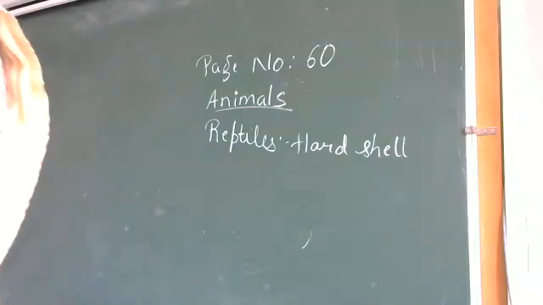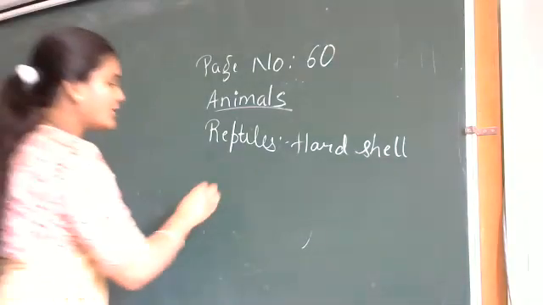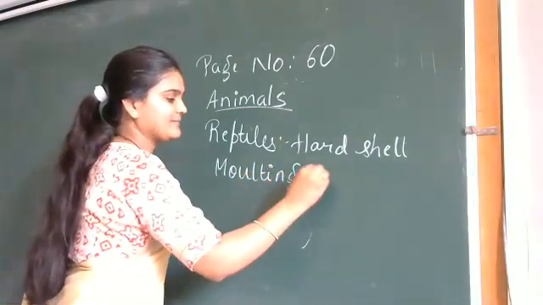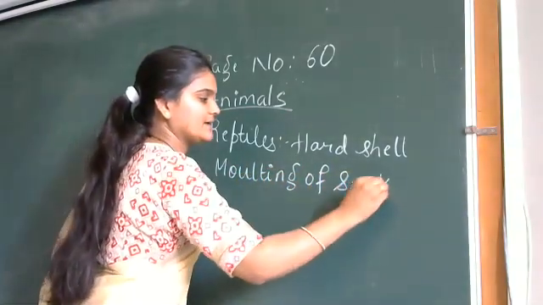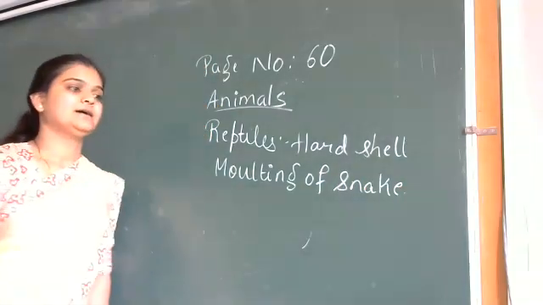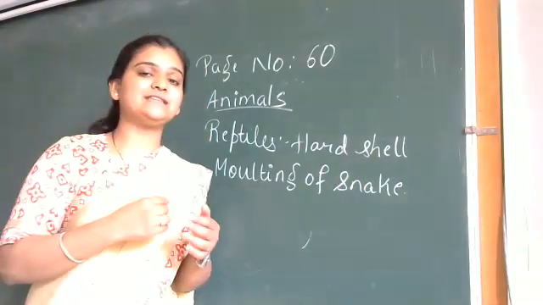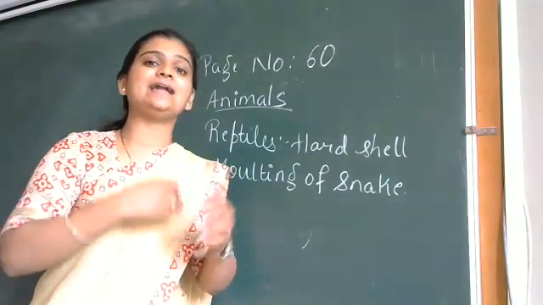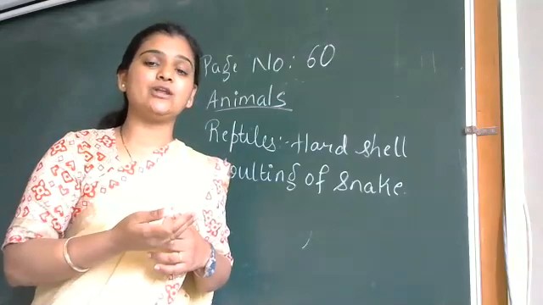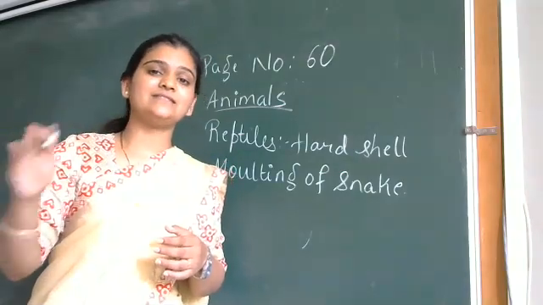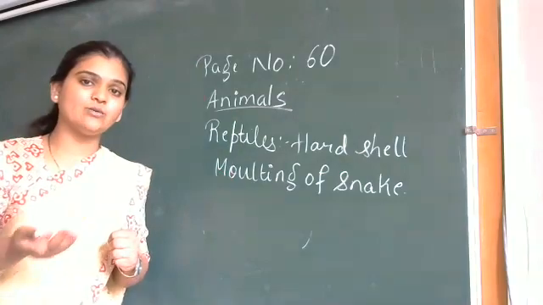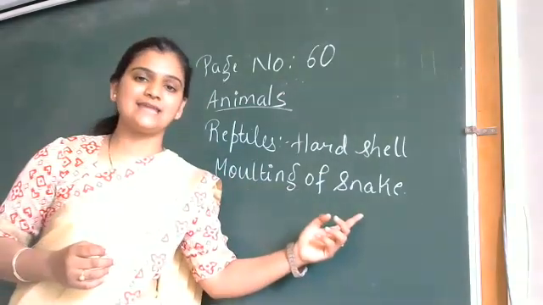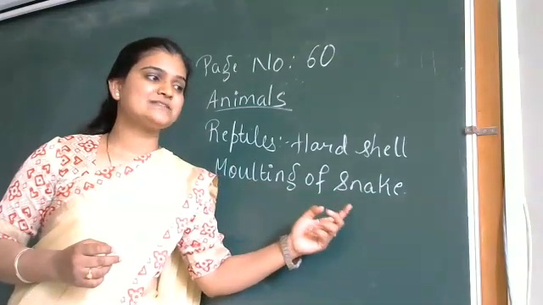Okay. Next, we studied the molting of snake. Do you remember what is molting of snake? Ma'am, getting a new skin and becoming an old skin. Yes, molting of snake we studied in the previous class. It is nothing but shedding of the old skin and generating the new skin on the snake. The skin of the snake is shed and new skin is generated, that is known as molting of snake. Is it clear? What is molting?